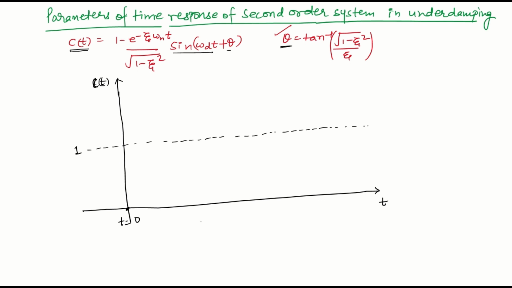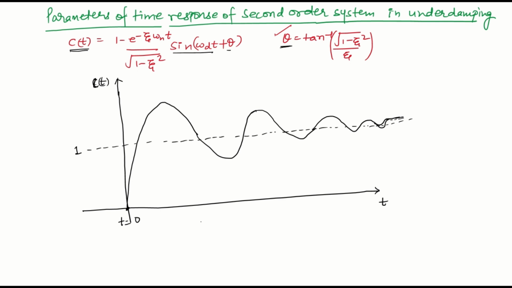So this graph will start from this position, t equal to 0, and it will oscillate in a sinusoidal manner, and at each iteration the amplitude will keep on decreasing, till at t equal to infinity it will be 1, like this. So for this response of the second order system, we will define a few parameters.